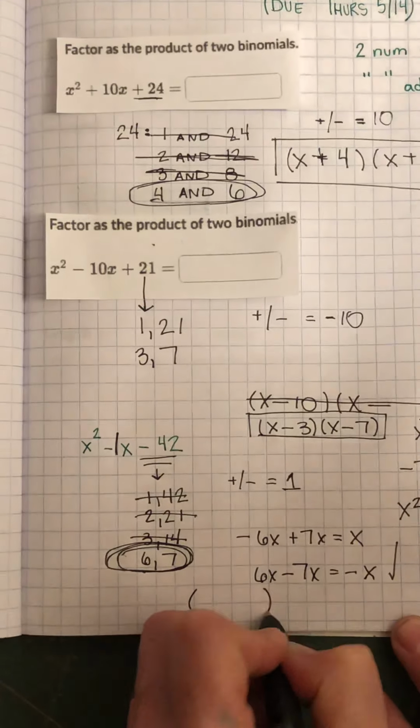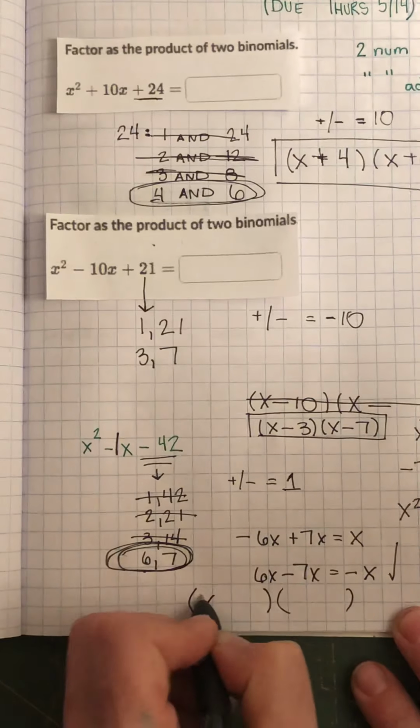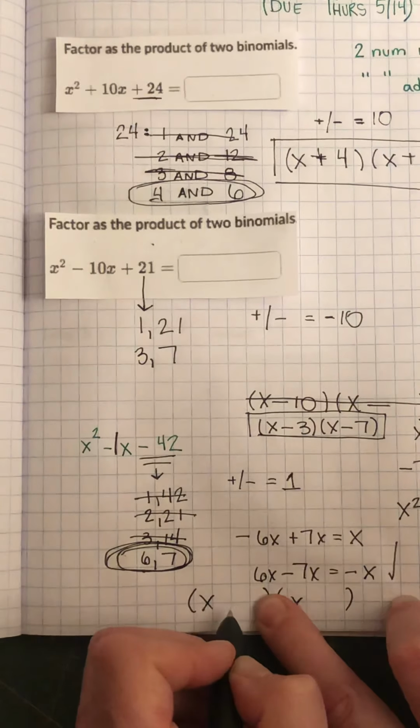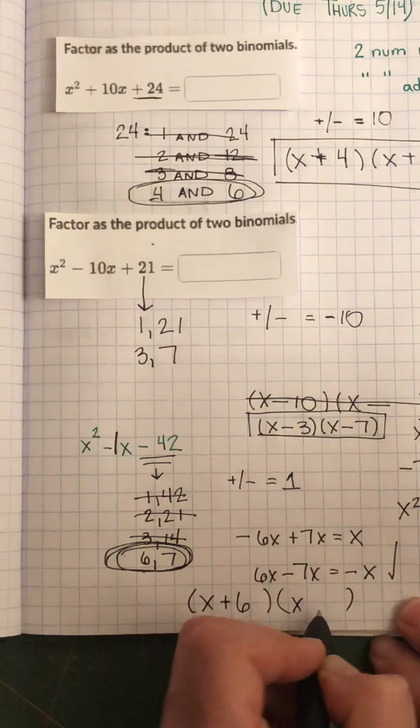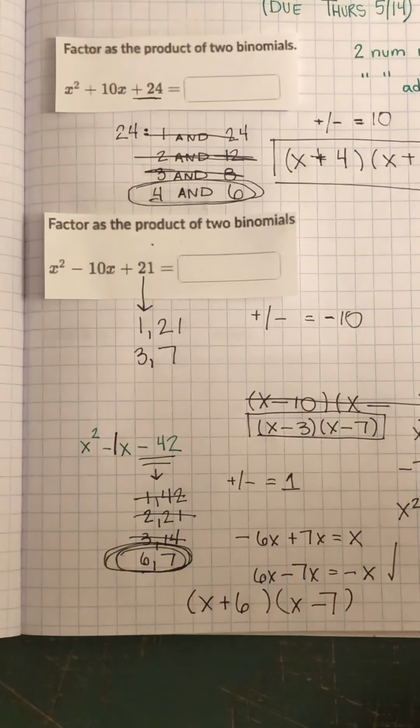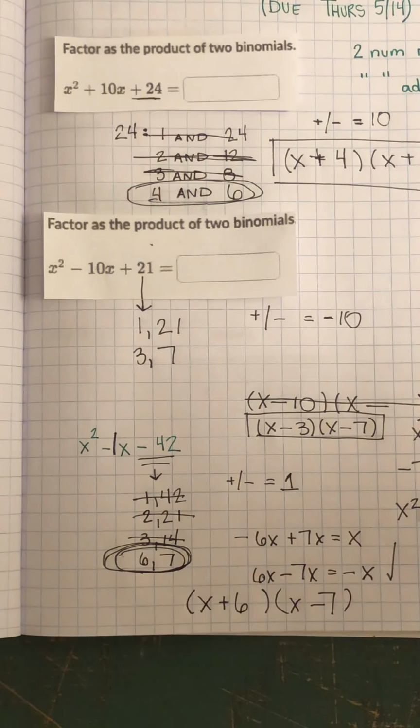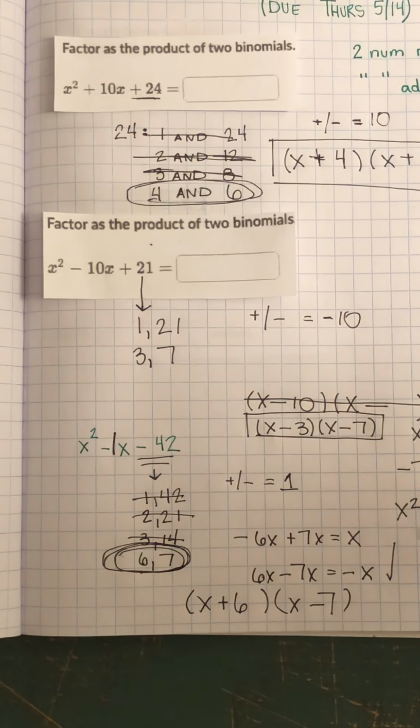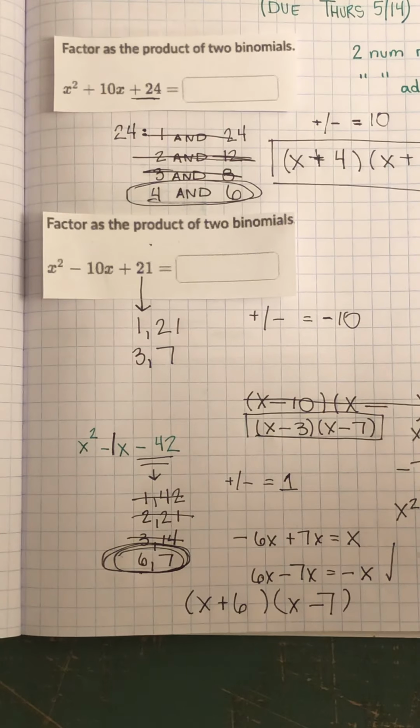So x and x, the 6 is positive and the 7 is negative. You can always check by FOILing or using the generic rectangle. And if I see low scores on this exercise, I'm going to ask if you checked your work.